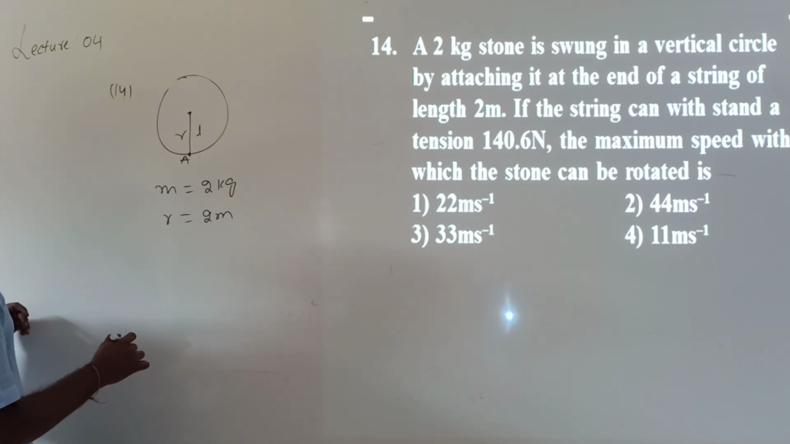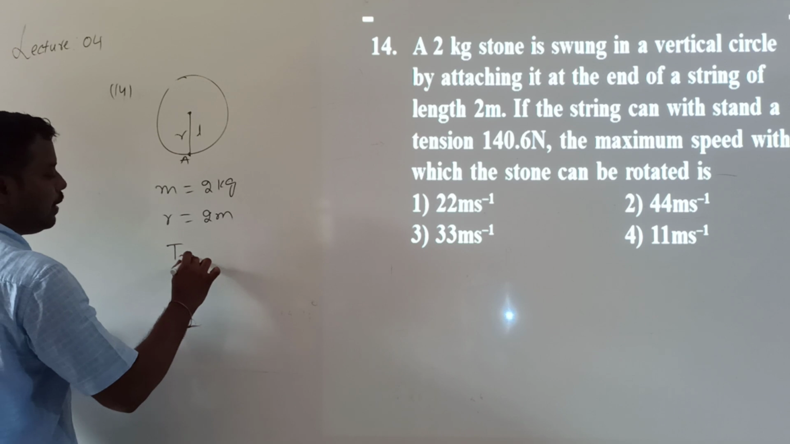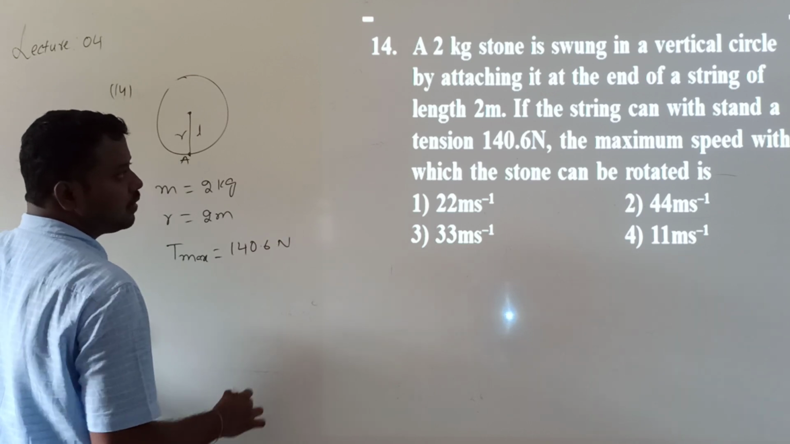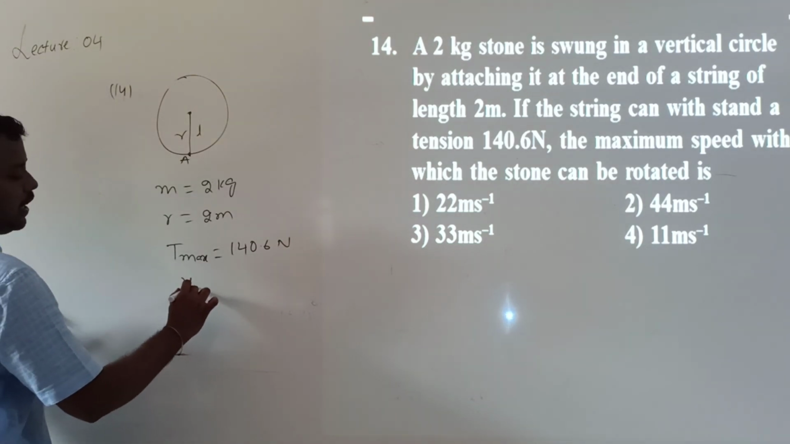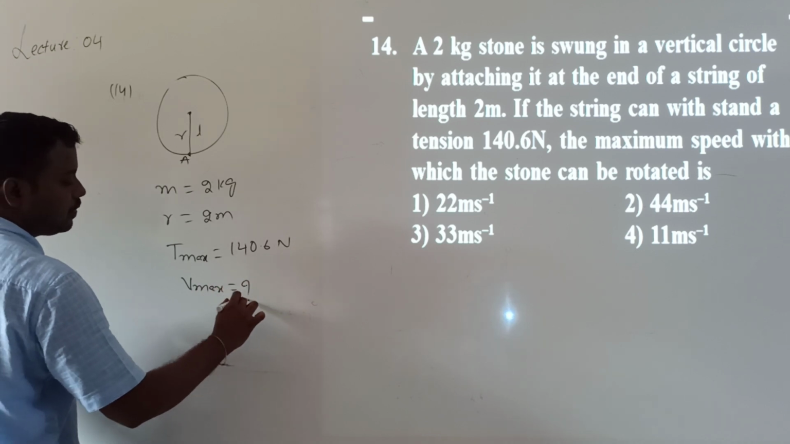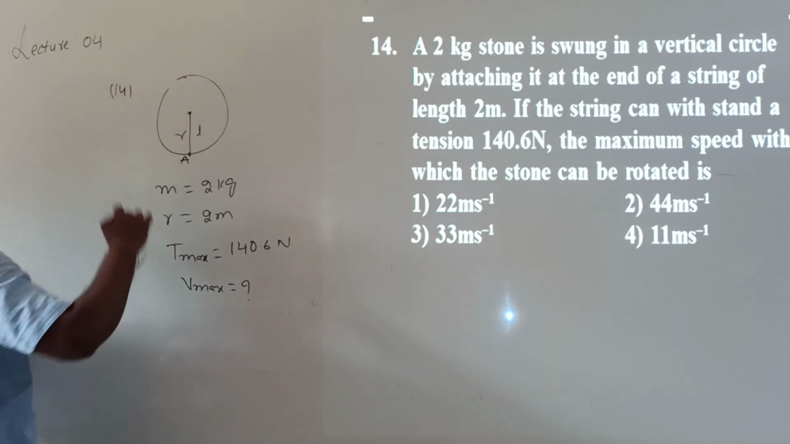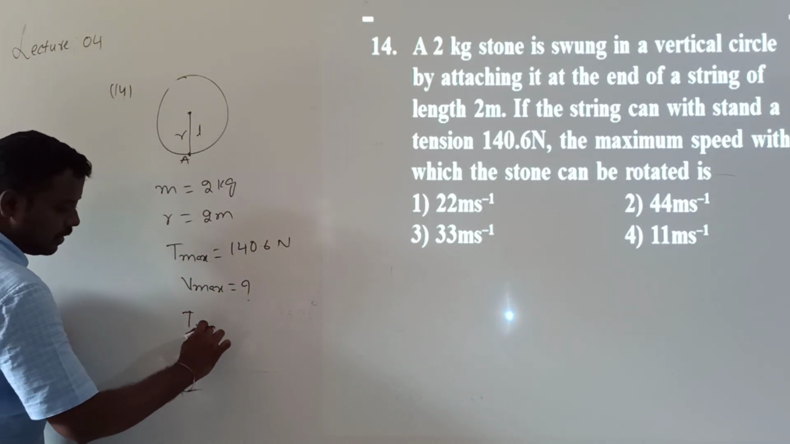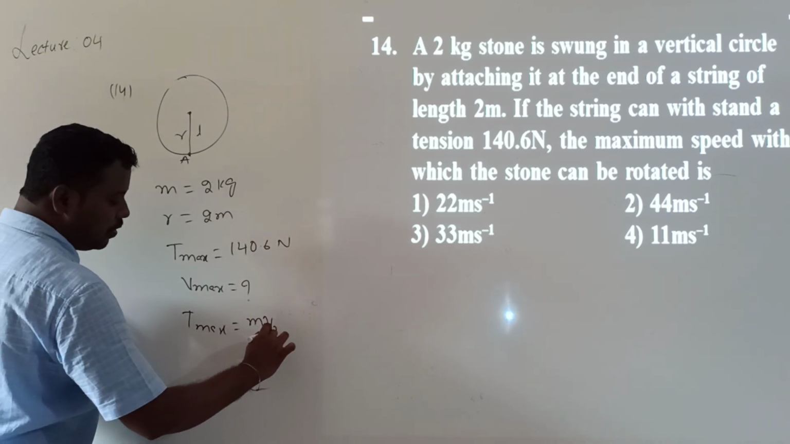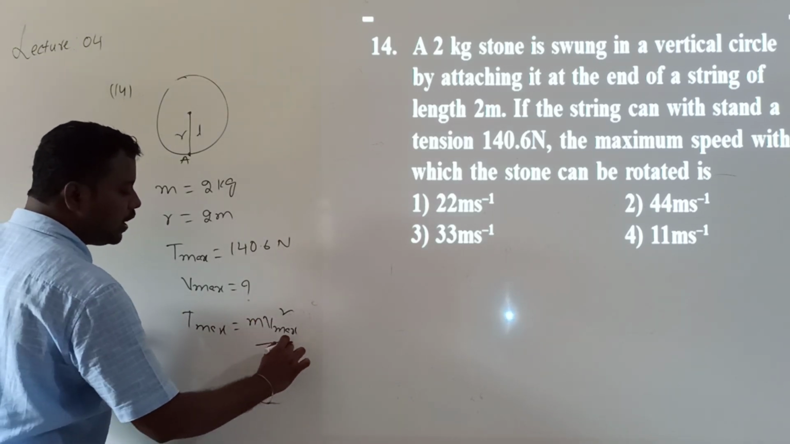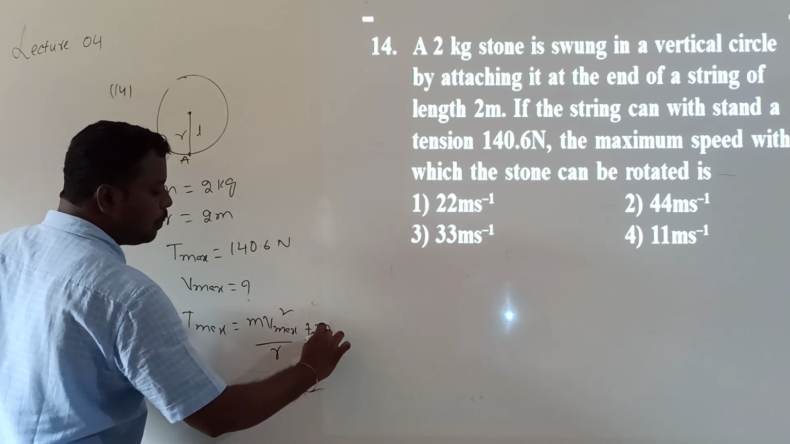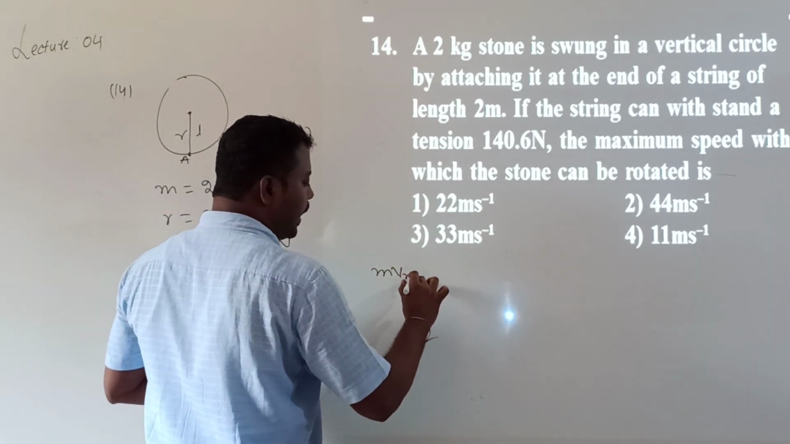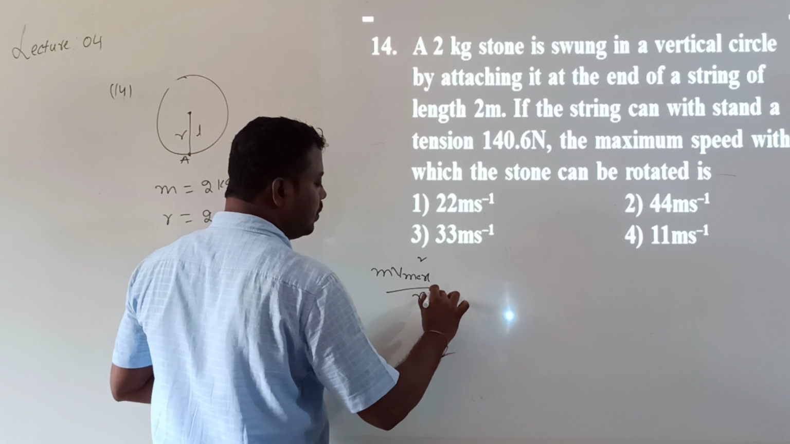The string can withstand a maximum tension, T max. What is the T max value? 140.6 newtons. The maximum speed is what they are asking us to calculate, V max. Whenever a body is executing vertical circular motion, tension is maximum at the lowest point. What is the formula for T max? T max is equal to m V max square by R plus mg, since speed is also maximum at the lower end.